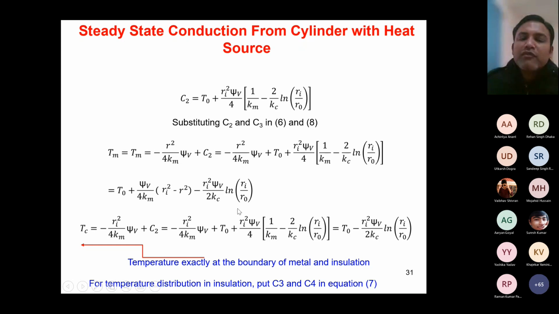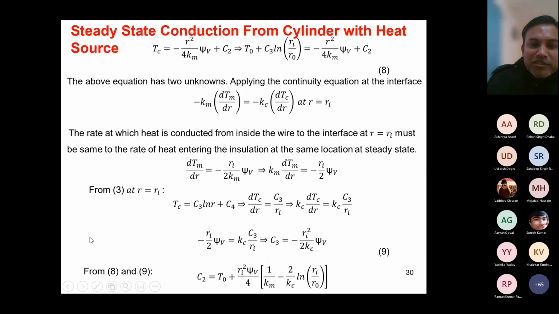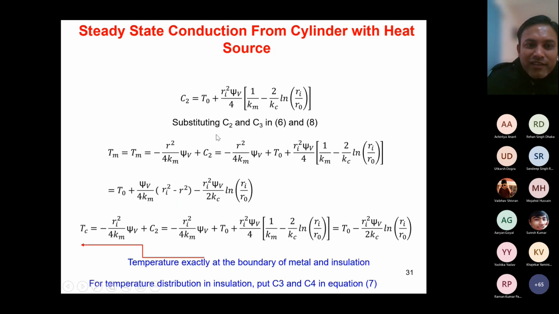It looks complicated, but if you put it carefully, you will get this equation. Similarly, we have calculated the interface temperature. This is the interface temperature. This is not the distribution. This Tc is just the interface temperature. Remember, this Tc is directly coming from this equation, isn't it? Tc equals minus R square by 4 Km psi v plus C2. Here this Tc is nothing but the interface temperature.